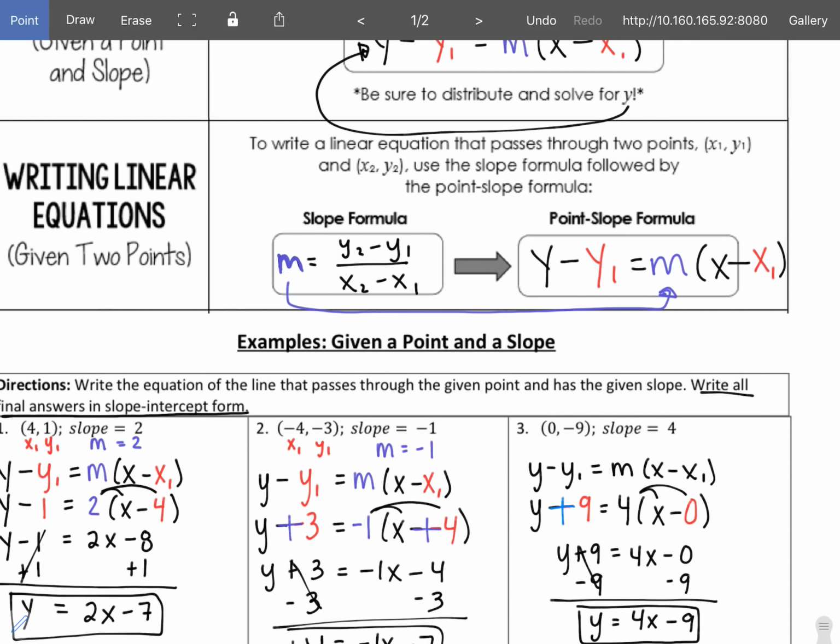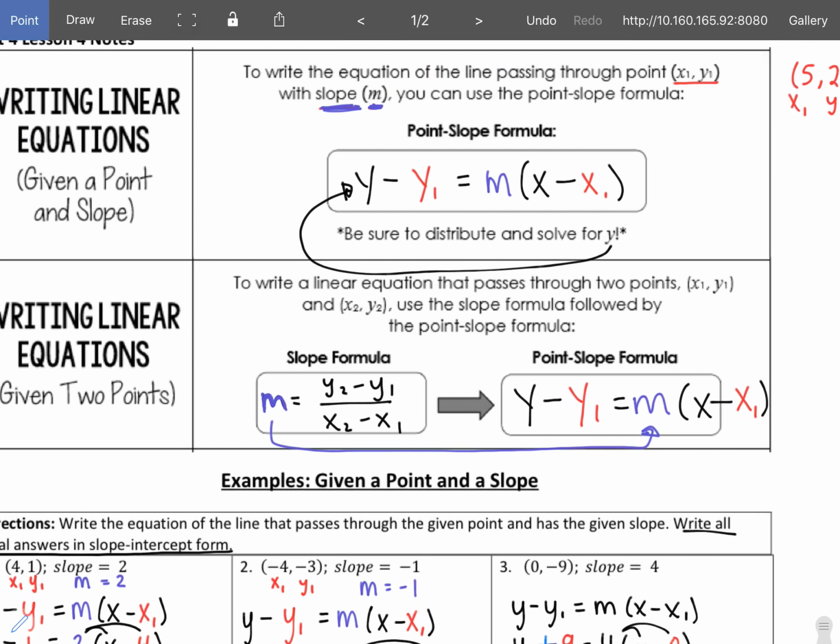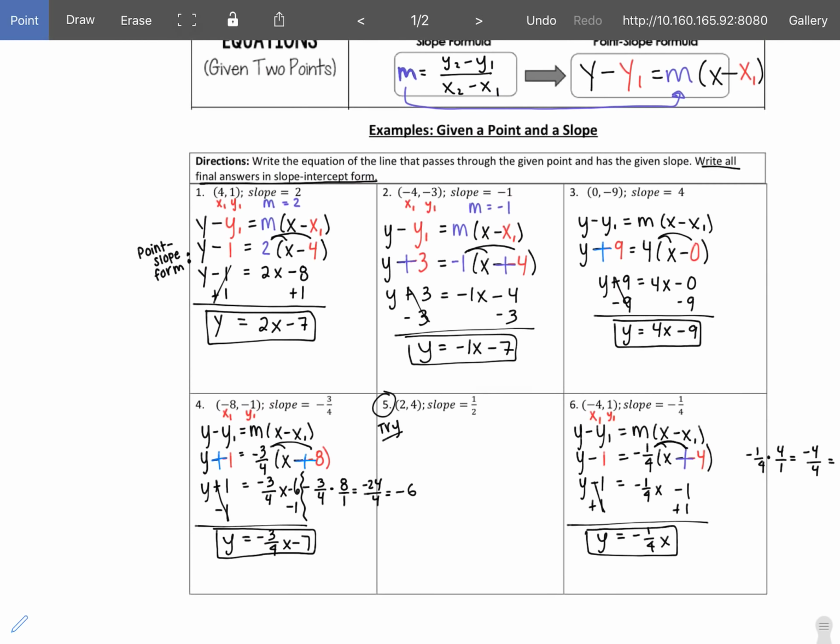Do you see how it says writing linear equations given 2 points? Here we were given a point and a slope, right? That's what we did here when we're given a point and a slope. But now we're going to be given 2 points, so we're going to be using this. We're going to start with the slope formula, and then we're going to write it in the point slope formula. Okay, so let's start with the slope formula.